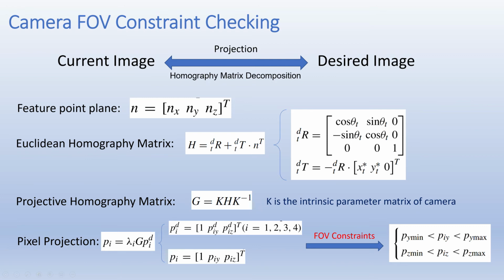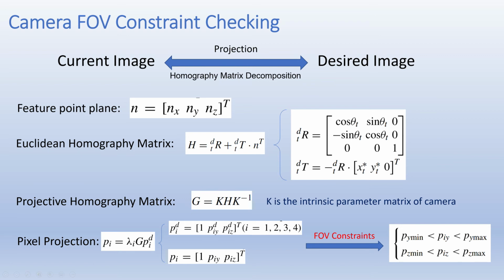For the first step, we define the feature point plane as a vector n, and then we calculate the Euclidean homography matrix H, which is denoted as follows, and the parameters are also explained here. If you have learned something about robot dynamics or robot foundations, you can understand this very quickly.